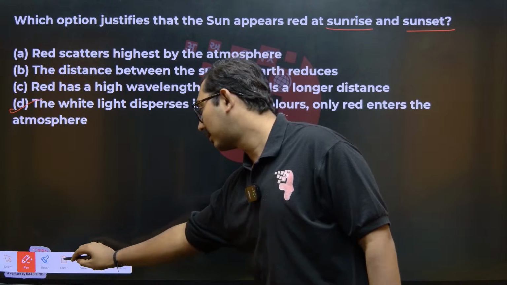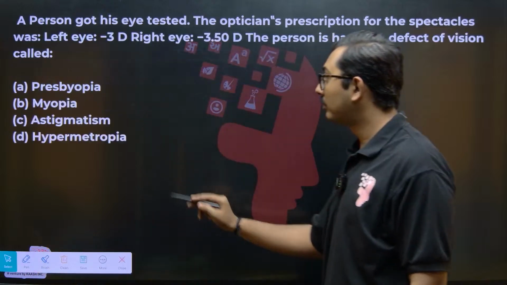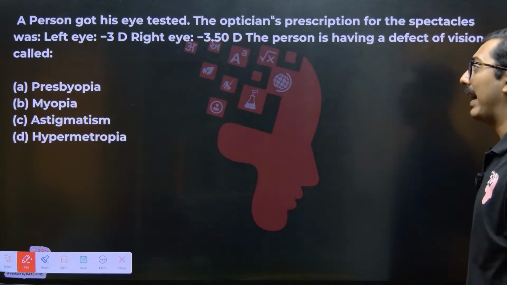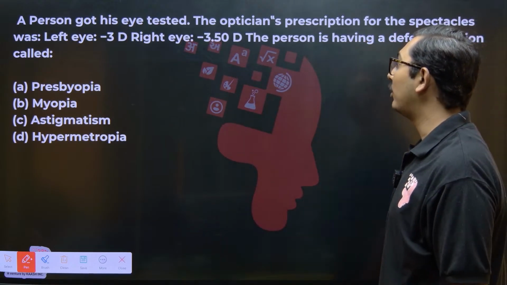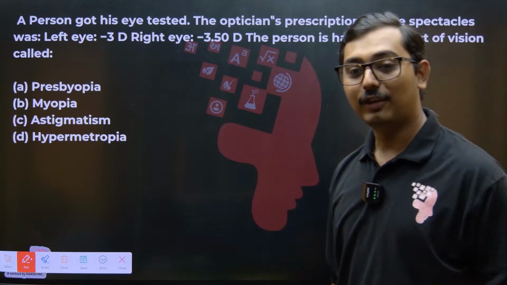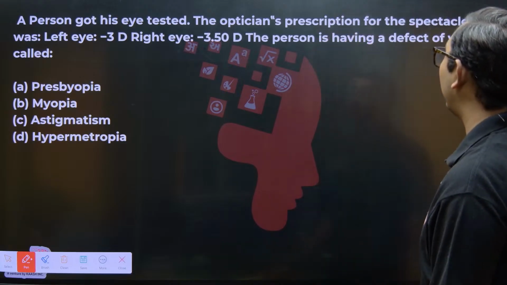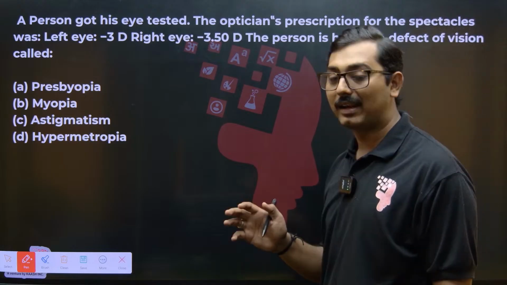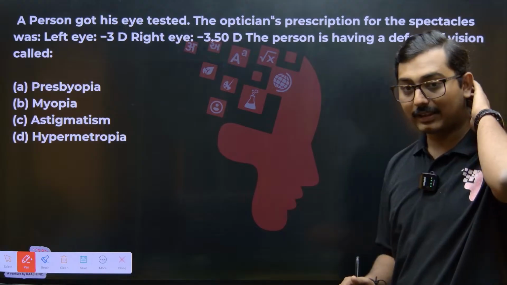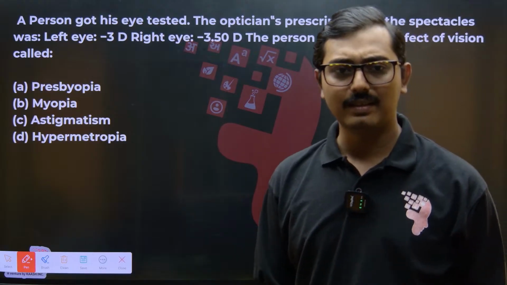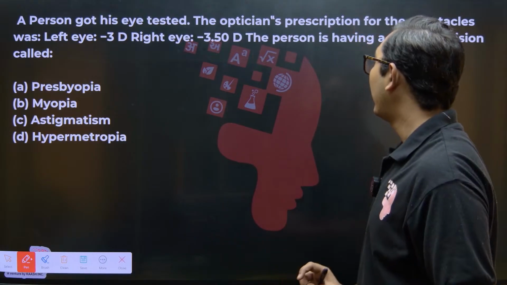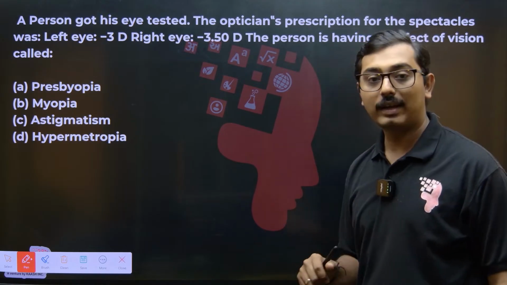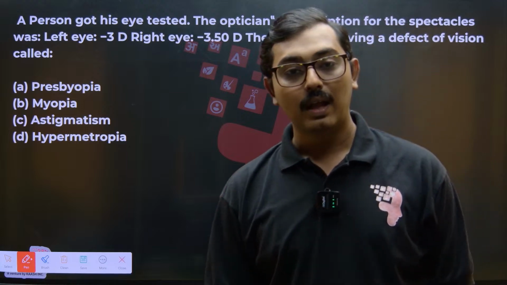Okay. Next. A person got his eyes tested. The optician's prescription for the spectacles was left eye -3 diopter and right eye 3.5 diopter. These are the powers which are given to us. Now the person is having a defect of vision called what? What kind of defect is it going to be?